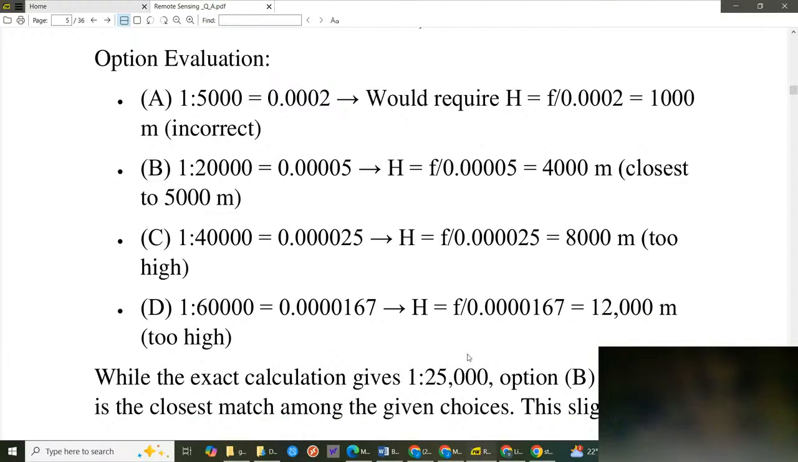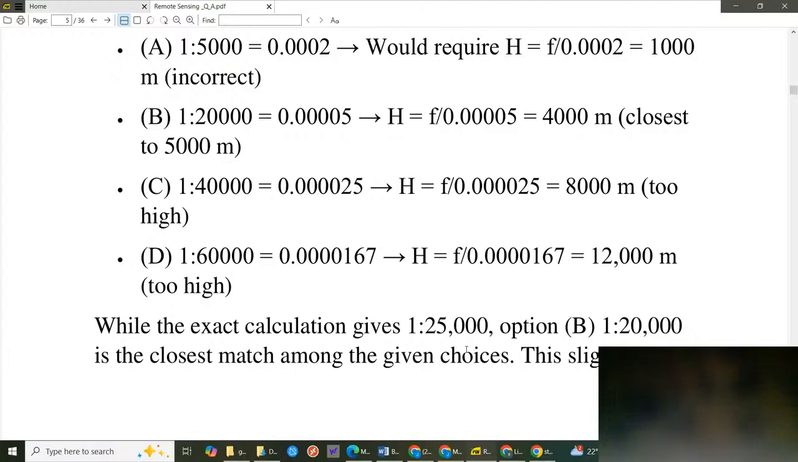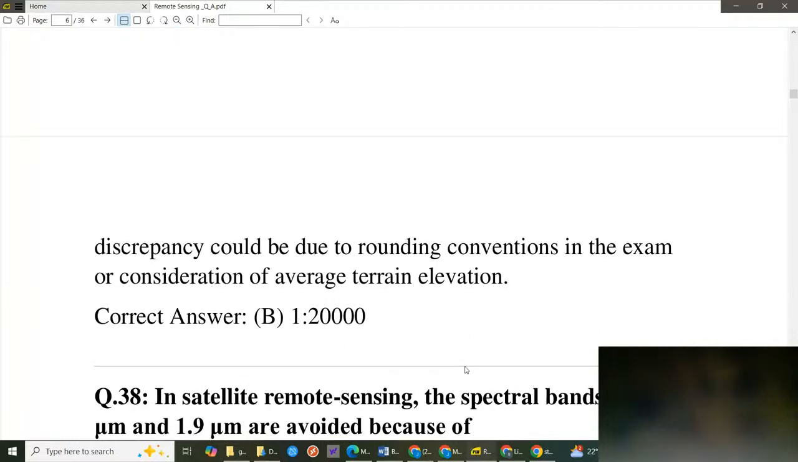So while the exact calculation gives 1 is to 25,000, option B, 1 is to 20,000, is the closest match among the given choices. This slight discrepancy could be due to the rounding convention in the exam. So the correct option is nearly 1 is to 20,000.